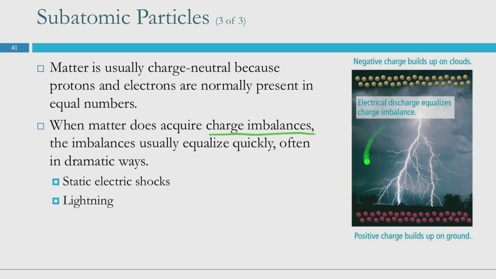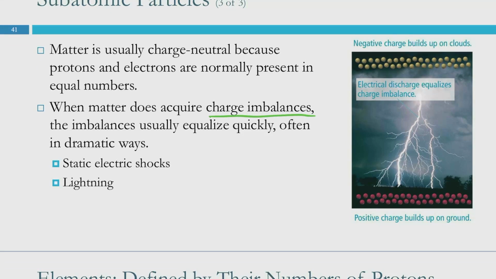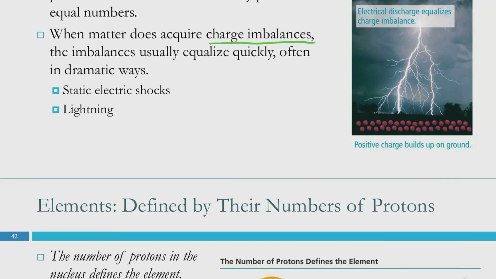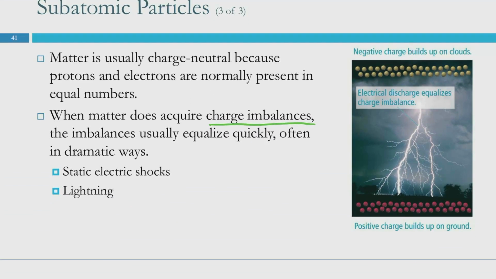But lightning is the example of lots and lots of charge imbalance building up and then equalizing in a short amount of time. Any questions so far?